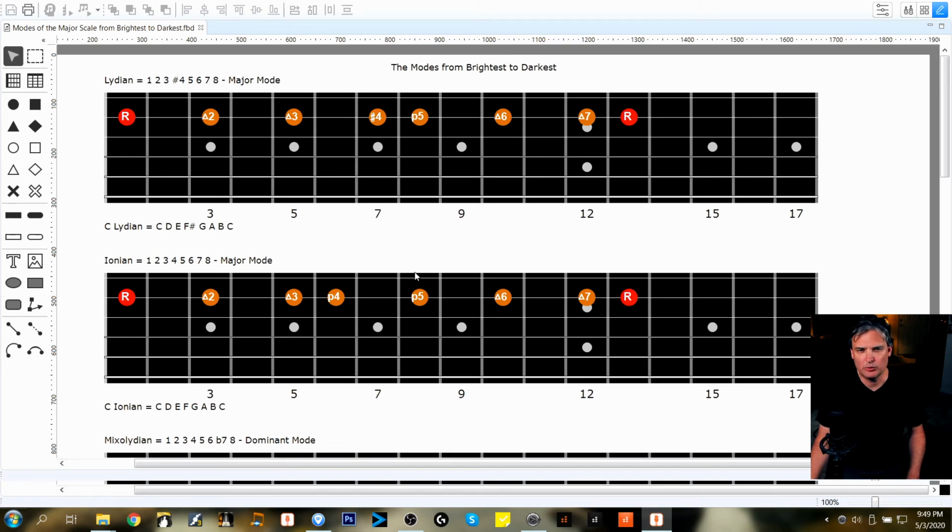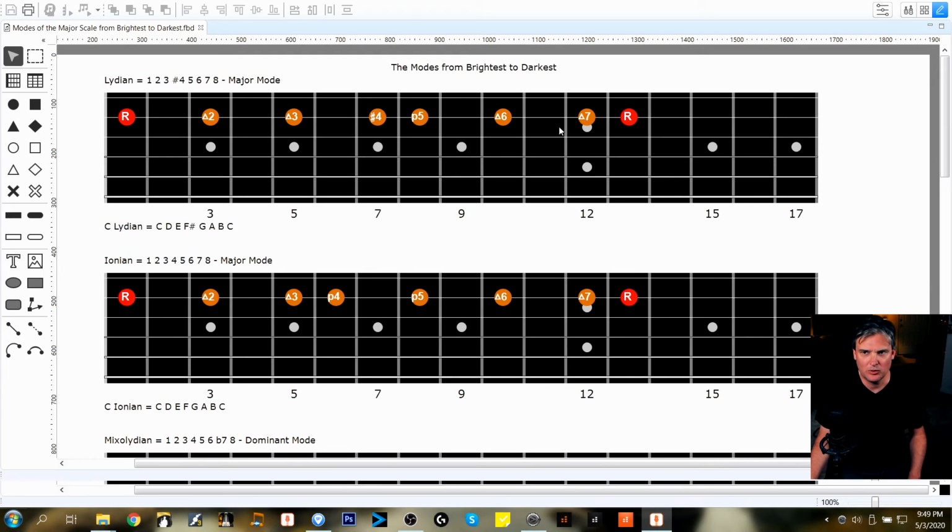Now the mode that's brighter than the major scale or the Ionian mode is the Lydian mode. Okay, the Lydian mode has an augmented fourth or a sharp 4. So look at the difference between the two sets of intervals here. And you notice the only difference, again, is that augmented 4 or the sharp 4. And that's what makes it brighter than the Ionian mode.